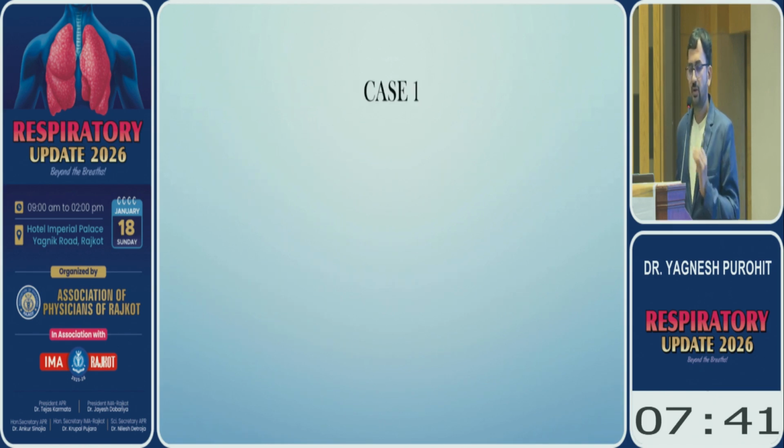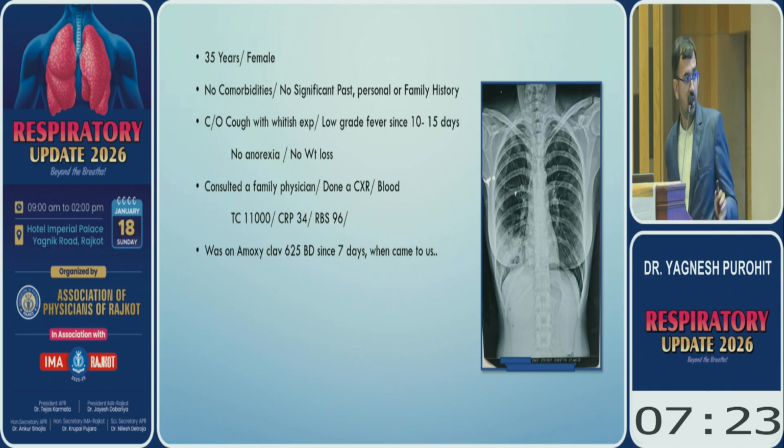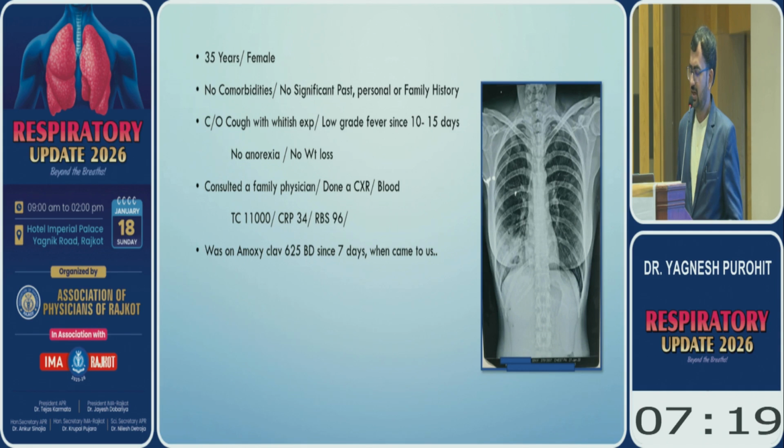Now we'll quickly move towards the cases. Case 1, there was a 35 year old female having no comorbidities, no significant past history. She presented with a history of cough with expectoration and low grade fever since 10 to 15 days. No weight loss. She consulted a family physician, who did a chest x-ray which showed a right lower lobe consolidation. Her lab reports showed slightly raised CRP and total counts. She took antibiotics for 7 days and then they came to us.